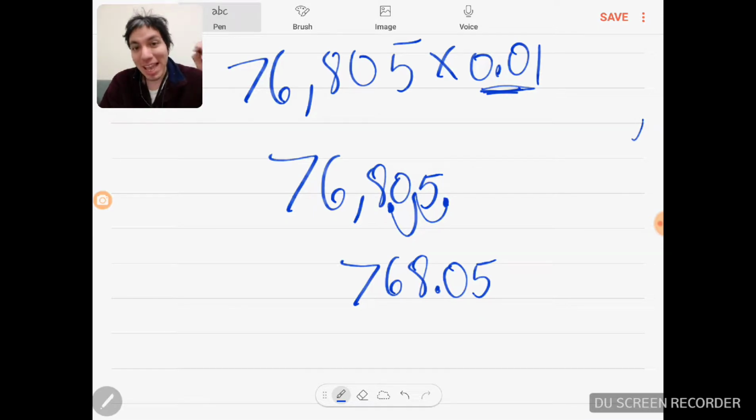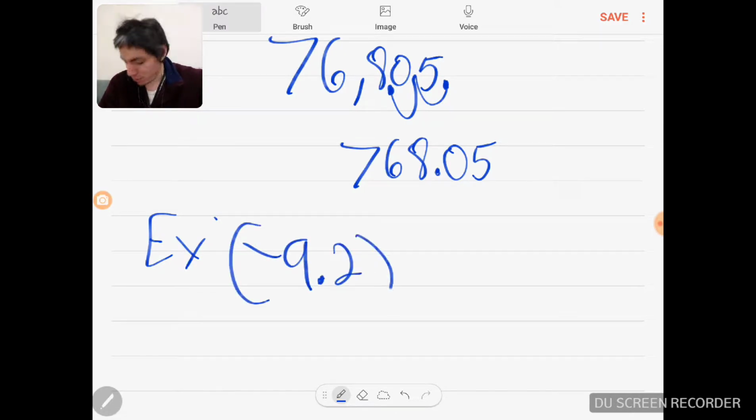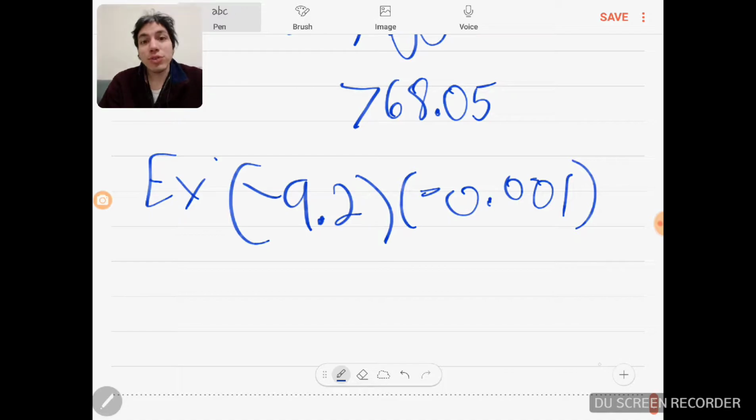I get 768.05 as my answer, okay? That's how you do that problem. Let's do another one. Negative 9.2 times negative 0.001. That's a lot of zeros. So again, do the sign first. Negative times negative is a positive. So you do that so you don't make that mistake in the future, okay?